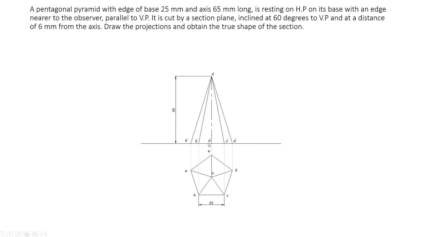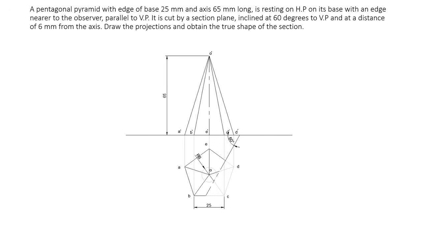Now project all those points to the reference line. Name them A dash, B dash, E dash, C dash and D dash. Since the height of the object is 65 mm, mark 65 mm from here using a chain line, and that is O dash. Now do the dimension 65. Connect all those points to the apex O dash, that is O dash A dash, O dash B dash, etc.